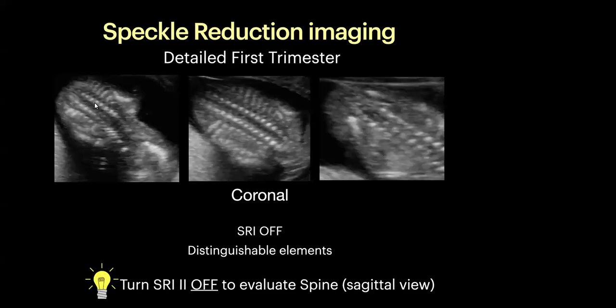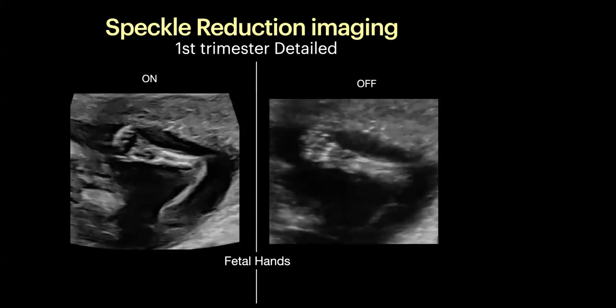In the detailed first trimester, we assess the spine for any type of abnormalities, as well as bony abnormalities. Here you could see, just looking in a coronal view, how you could really appreciate the rib bones. You could actually appreciate these elements within the spine all the way to the distal edge here. So really turn the SRI off when you're evaluating the spine in the sagittal view.